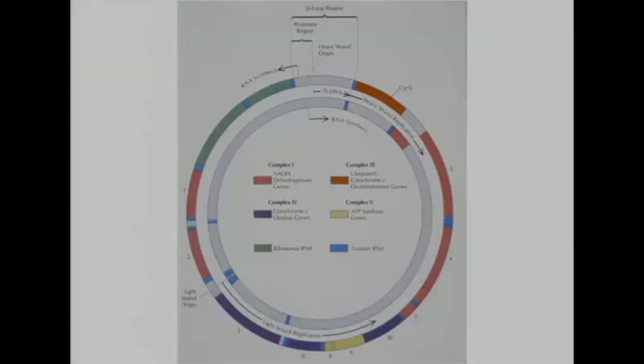Okay, this is the cartoon version of that mitochondrial genome, 16,500 bases in length, 37 genes. So 13 encode polypeptides, 22 encode transfer RNAs, and 2 encode ribosomal RNAs. So these genes basically encode either structural components of the respiratory chain and oxidative phosphorylation, or machinery required to make proteins within mitochondria.